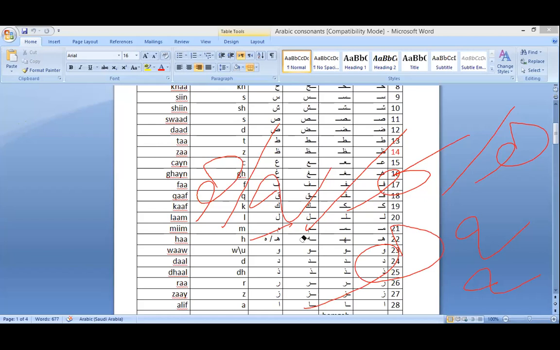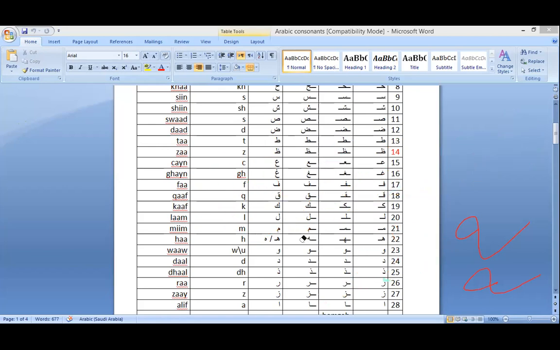Now, if you look at this one here, this one is another shape. This is the shape of ha. This one can only be at the end. It cannot be at the beginning because already it's closed. How can you put a letter that way?